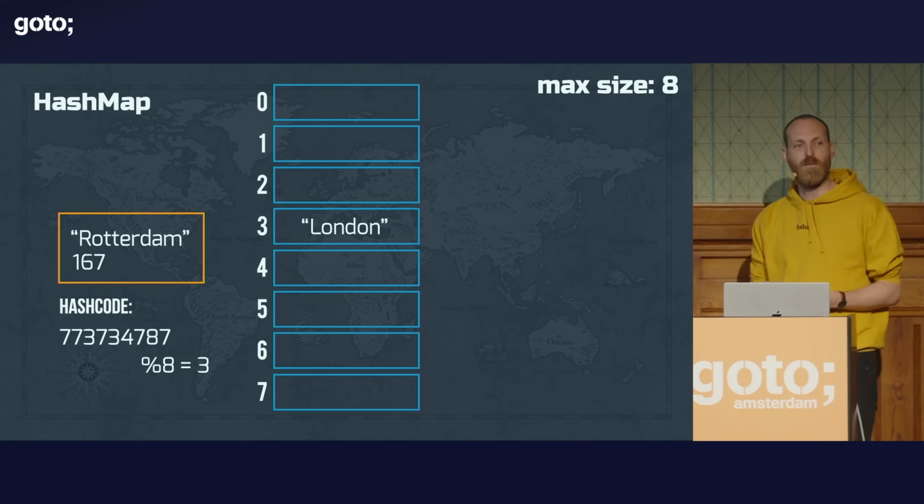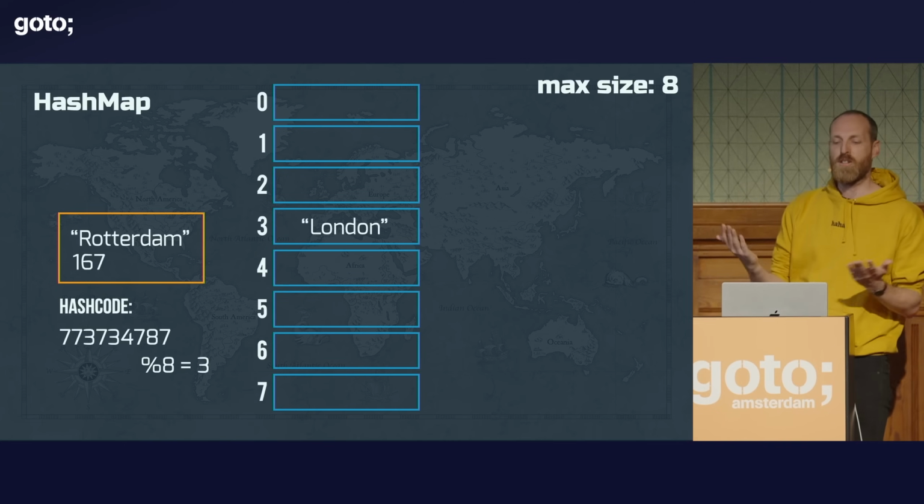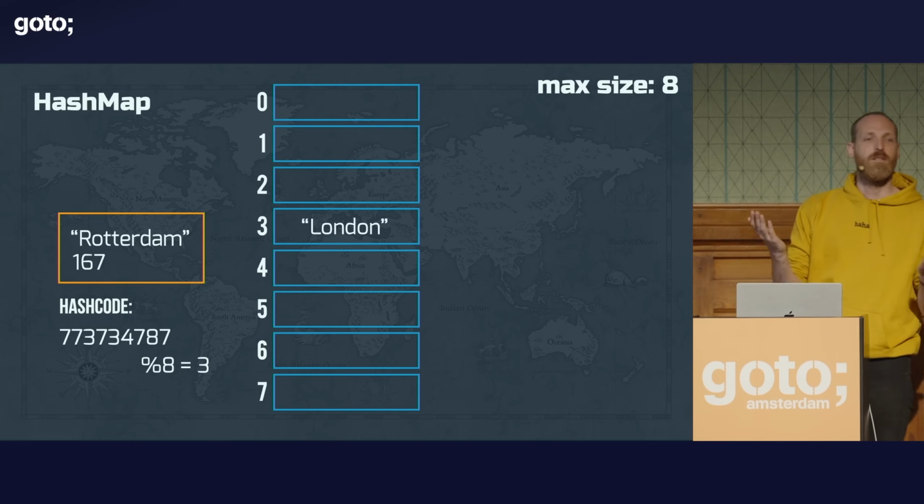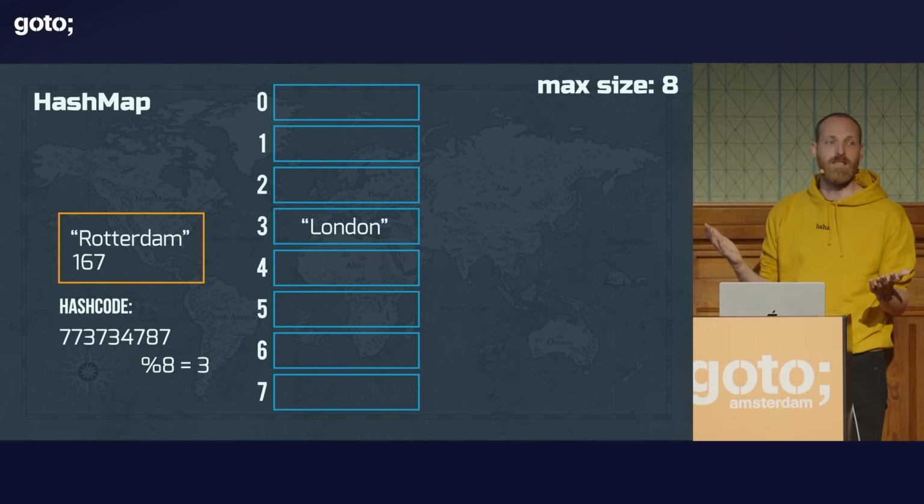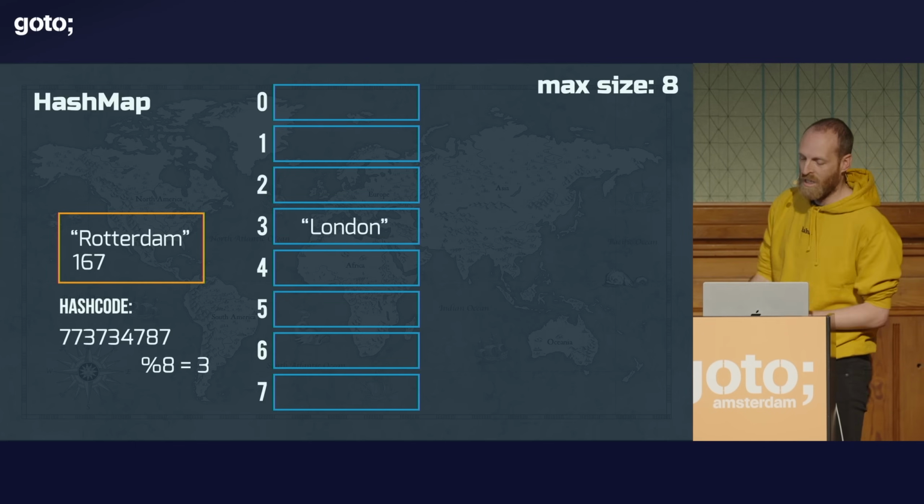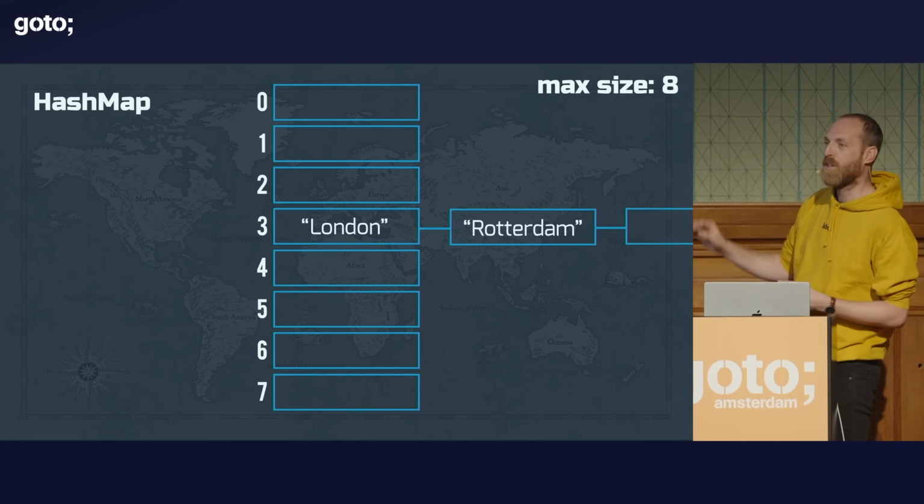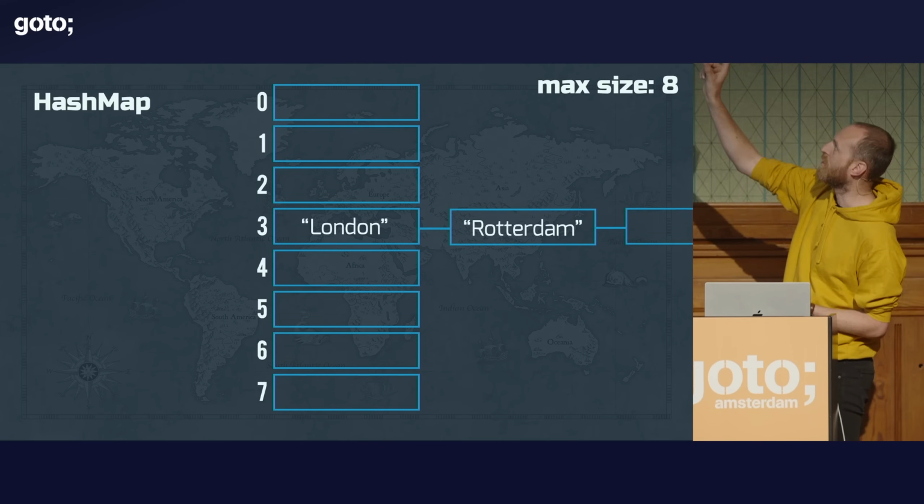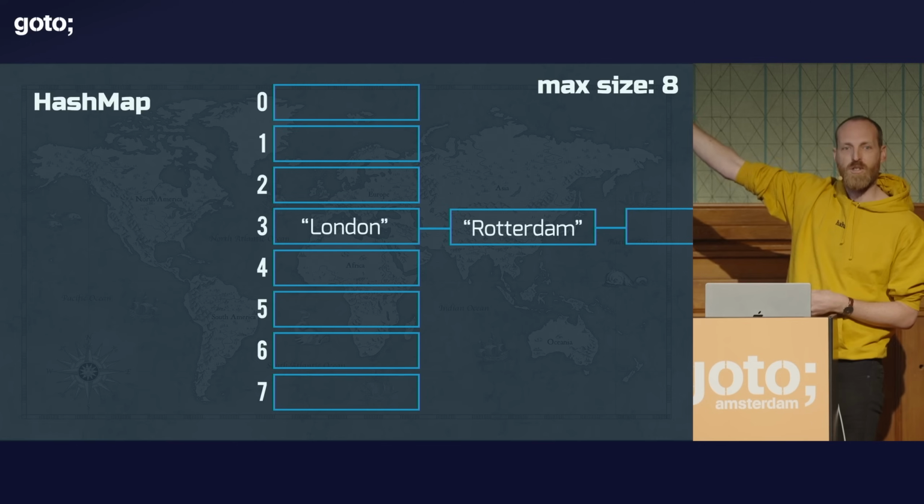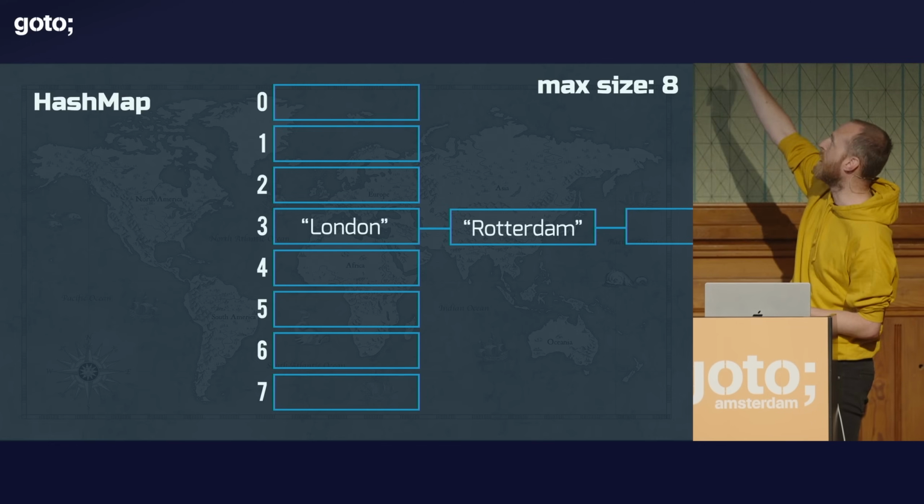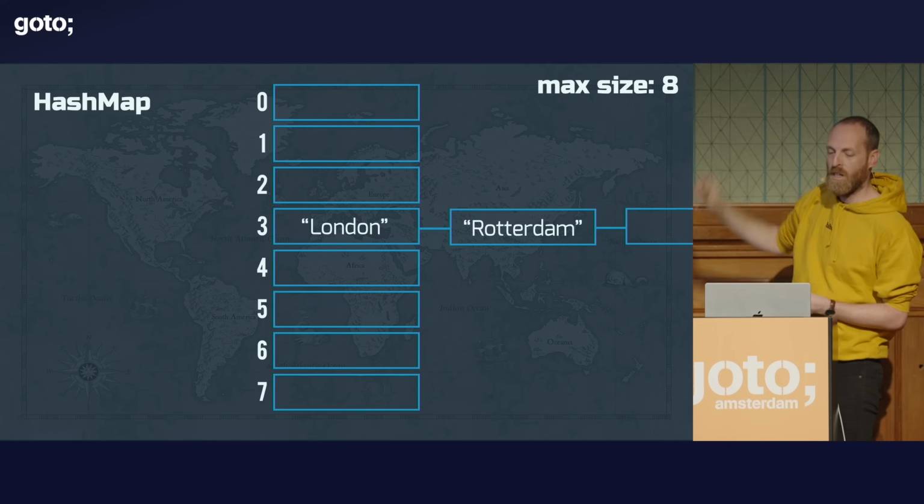And for example, if we have a different city, it has a different hash code, but in this case, modulo 3, we end up in the same bucket. So we've got a problem. And what Java does in case of a collision is create this tree-like structure where you can just check the first one: is this actually the thing we're looking for? No, then is it this one, etc.